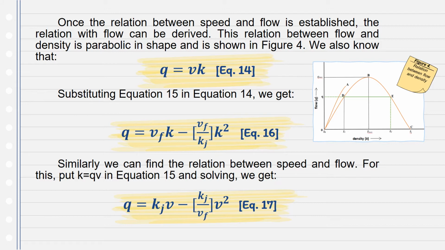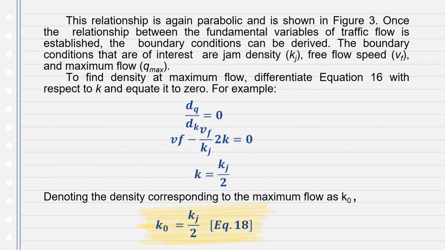the equation Q equals V sub f times K minus the quantity V sub f over K sub j times K squared. So, finding the relation between speed and flow, we put K equals Q over V in equation 15. And then we get the equation Q equals K sub j times V minus the quantity K sub j over V sub f times V squared. This relationship is again parabolic, as shown in figure number 3.